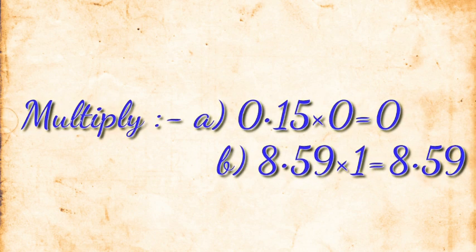As usual, if any number is multiplied with 0, the answer will be 0. So 0.15 multiplied with 0, the answer will be 0. Next is 8.59, multiply it with 1, the answer will be 8.59. As both the results we know, if any number is multiplied with 0, the answer which you will get will be 0. If any number is multiplied with 1, the answer will be the number itself.